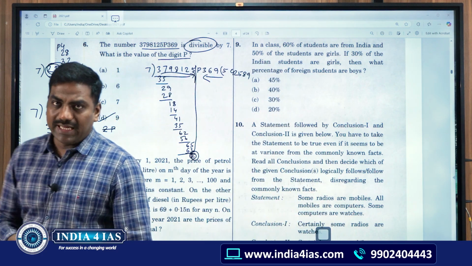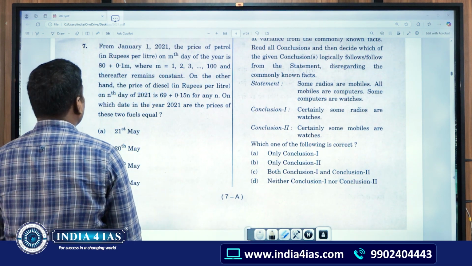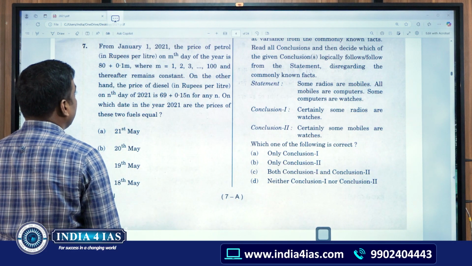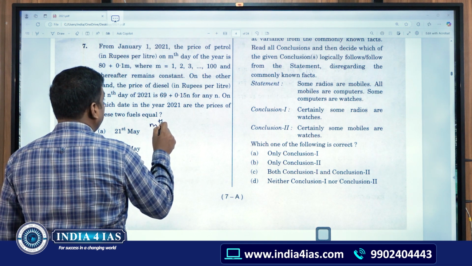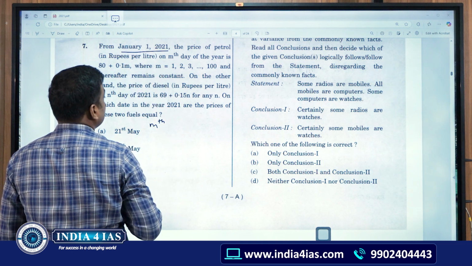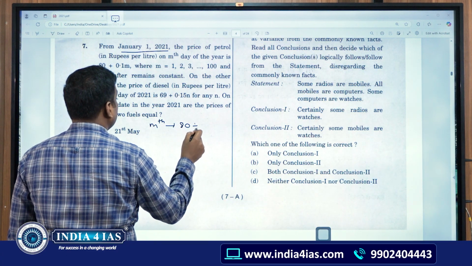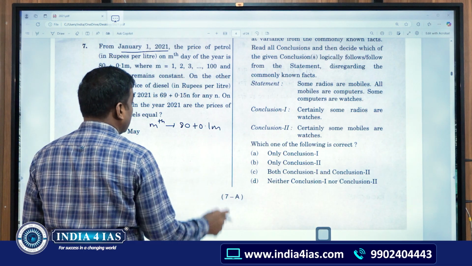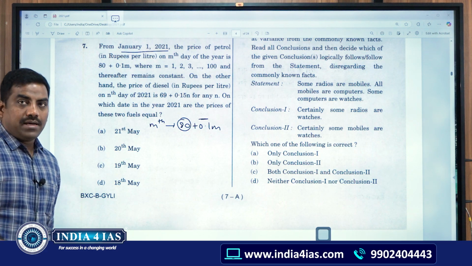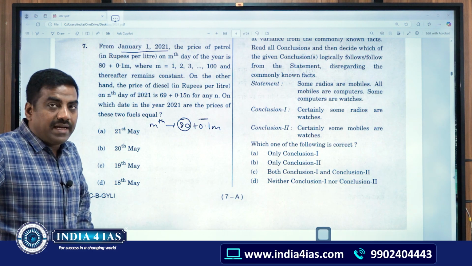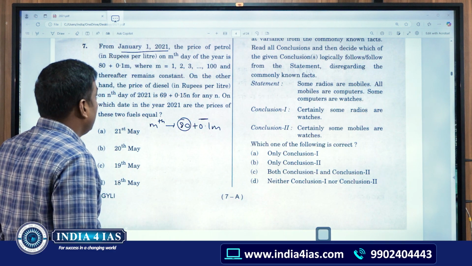Among the given options, 9 is correct. From January 1, the price of petrol in rupees per litre on the mth day of the year is 80 plus 0.1 m. So this 80 is fixed, and every day 0.1 is a factor with which we are multiplying, and that is the variable. So m is the mth day from January 1.